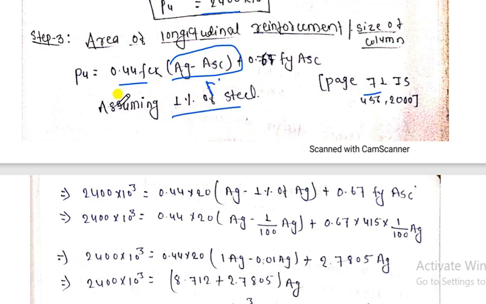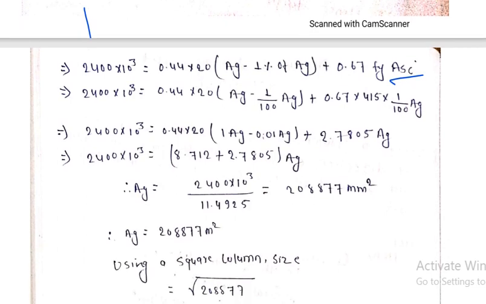So we will substitute. Pu value is given, that is 2400 into 10 to the power 3 in Newton, equals 0.44 into 20 FCK into AG minus, right, AG means gross area, minus 1% of AG, that is area of steel we consider, plus 0.67 into 415 into ASC. Here also 1% of AG we just replace ASC with 1% of AG.